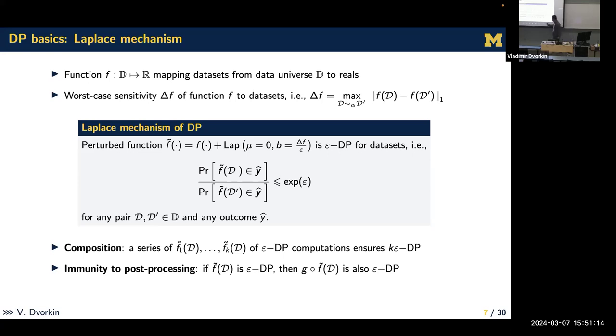Another interesting point is immunity to post-processing. Meaning that if we get our epsilon differentially private response and we apply any transformation to this response, we still preserve the guarantee. So we can do any data-independent transformations of our privacy-preserving response, and we will preserve the guarantee.